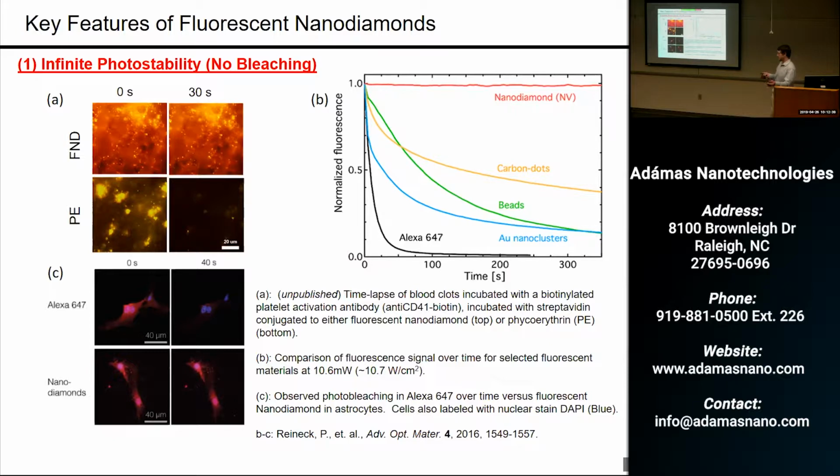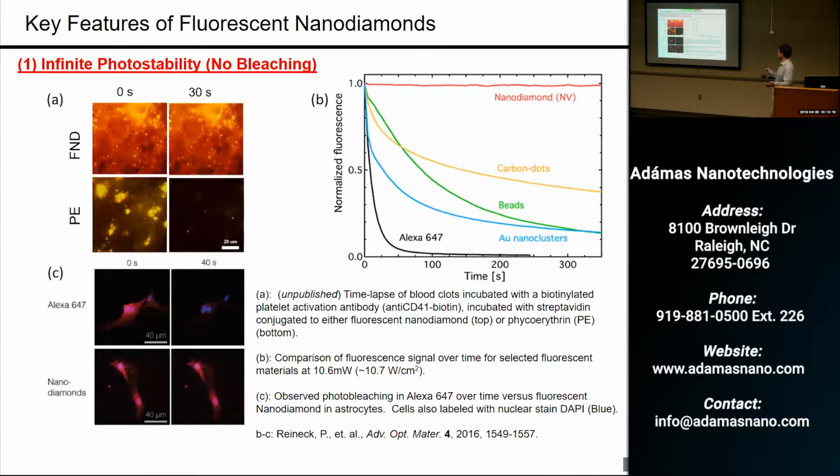This one was our group recently. What we did is we had blood clots which were labeled with fluorescent nanodiamond, and another set which was labeled with phycoerythrin, another commonly used dye. Phycoerythrin is actually notable for its photostability issues. You can see that after 30 seconds, this phycoerythrin is almost not visible. It's photobleached completely. In the case of Alexa 647, same, after 40 seconds it's effectively bleached, but our diamonds containing NV centers are still present.